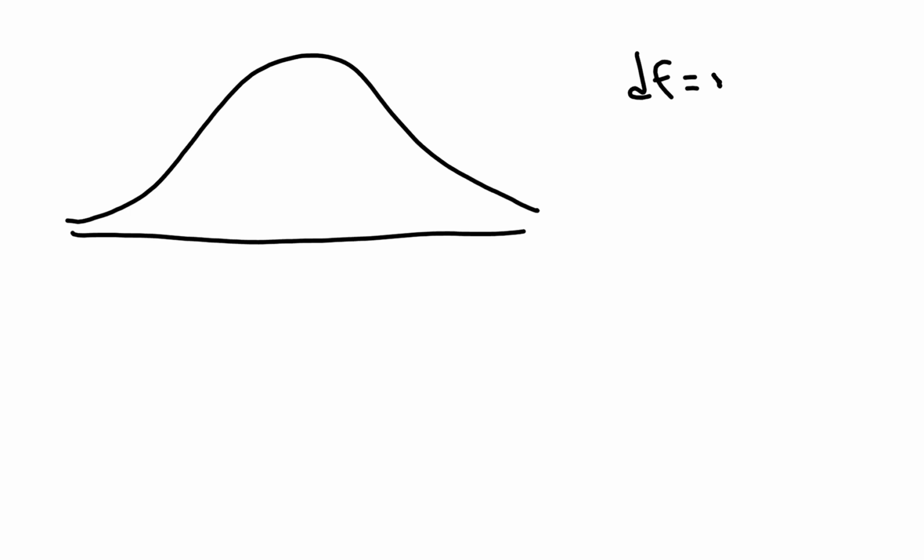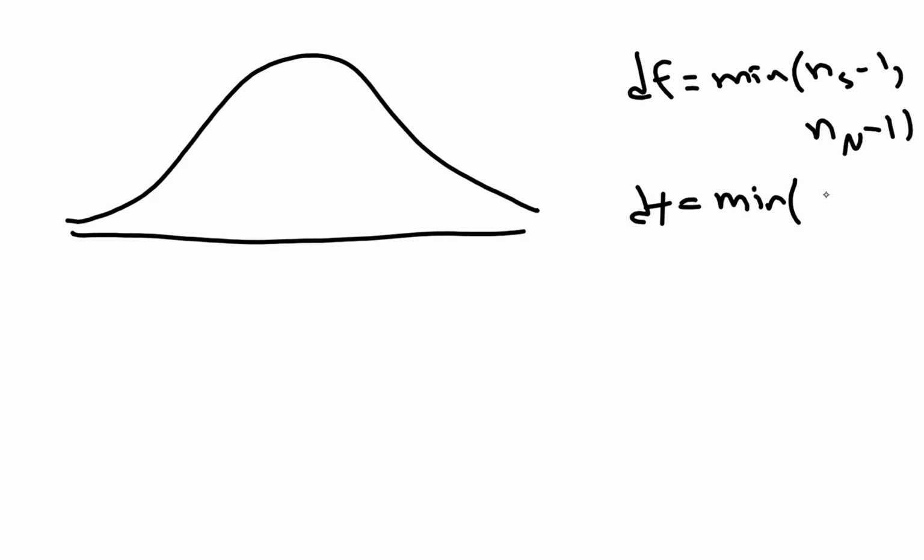Your degrees of freedom will be the minimum of the sample size of the skilled rowers minus 1 and the sample size of the novice rowers minus 1. So in our case, the degrees of freedom would equal the minimum of 10 minus 1, which is 9, and 8 minus 1, which is 7. So degrees of freedom are equal to 7. All right, H0 goes in the middle, which was 0 here.